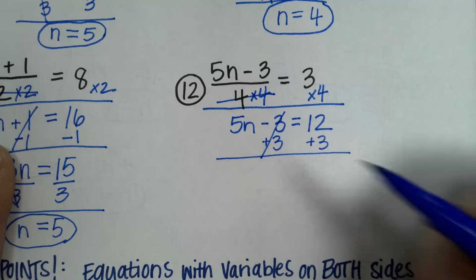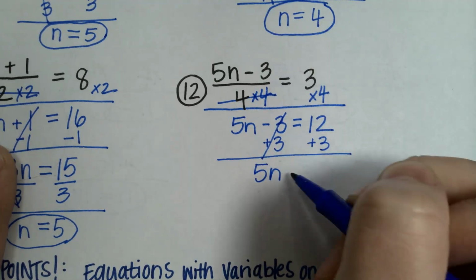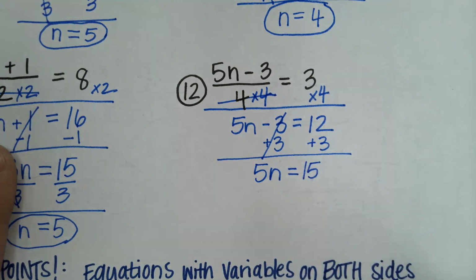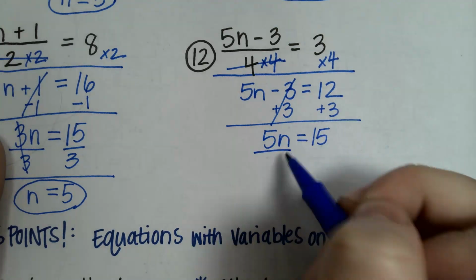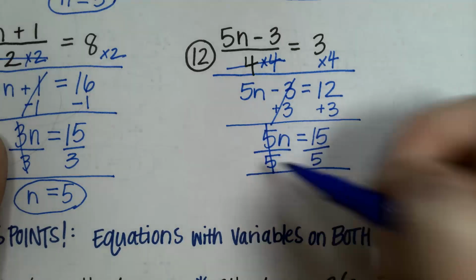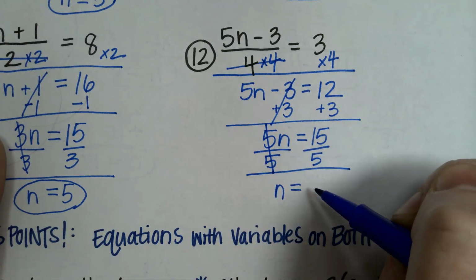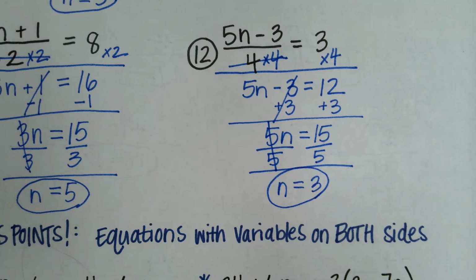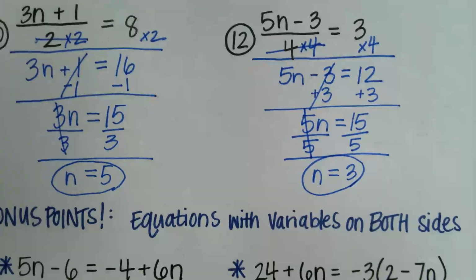Okay, my 3's cancel. So I'm left with 5 times n equals what? 15. Good. Okay, what's my last step here? Good. Divide by 5 on both sides. My 5's cancel, and I'm left with n equals 3. Good. Very, very good. Any questions? Wonderful, guys.